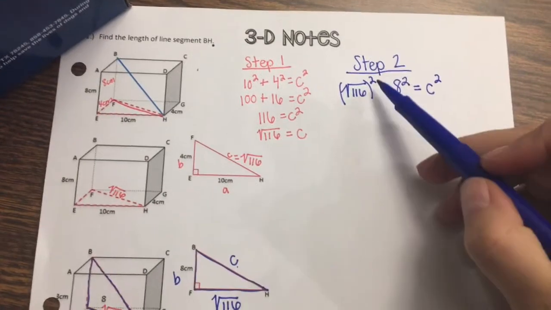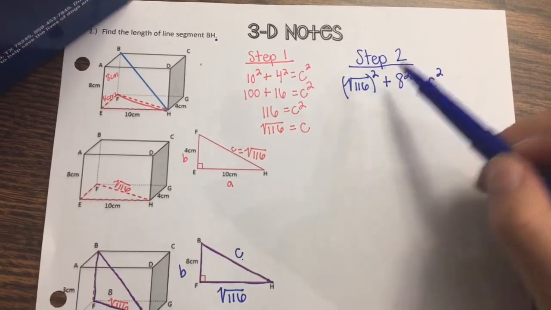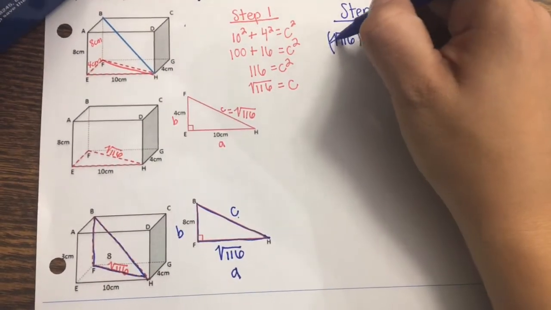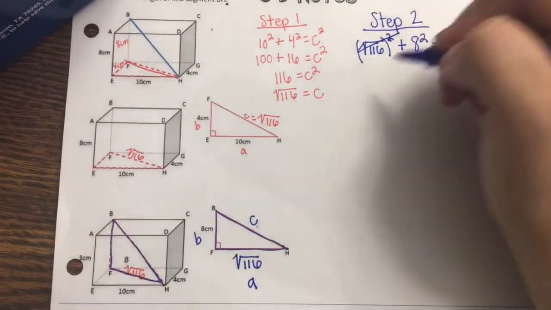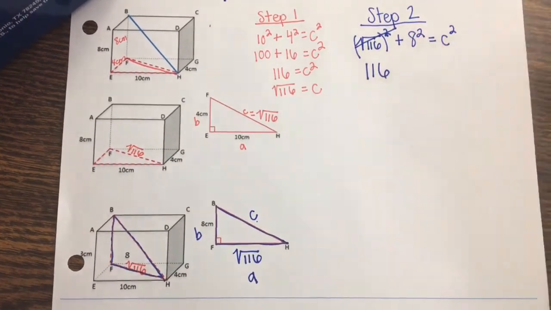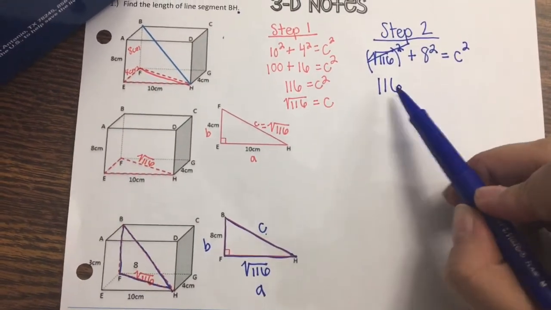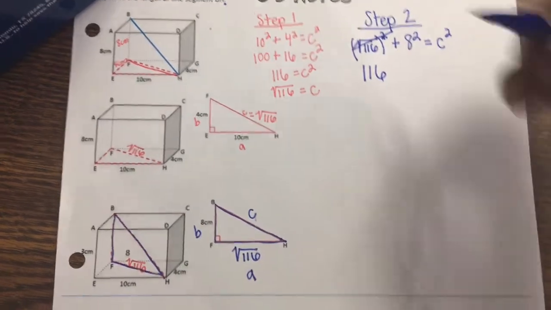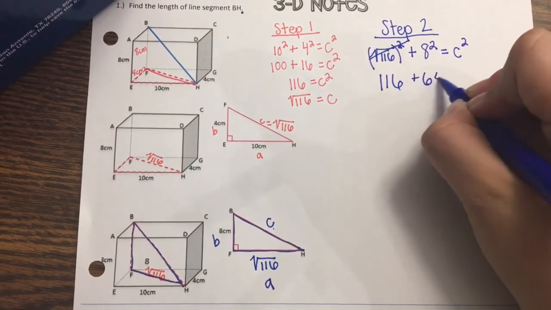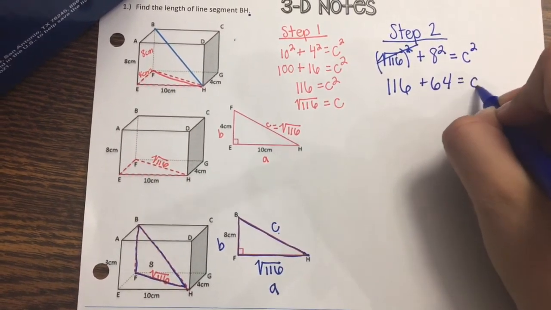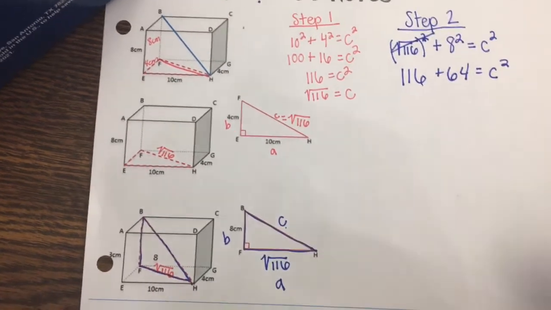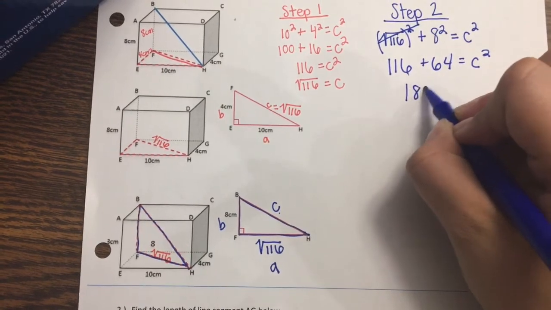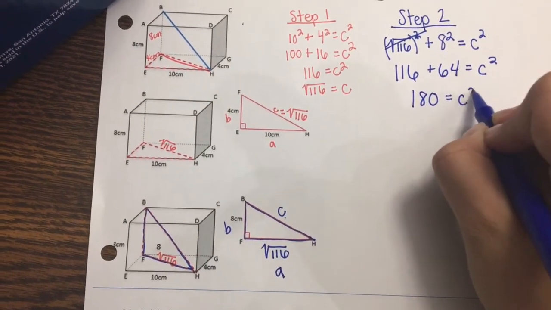Now what I like about leaving this here, these are inverses of each other, a squared and a square root. So those will actually cancel out. So now I'm left with just 116. So that's the plus of if you don't turn it to a decimal, those will just cancel out. Plus 64 equals C squared. When I add these 2 numbers together, I will get a total of 180, and that is C squared.